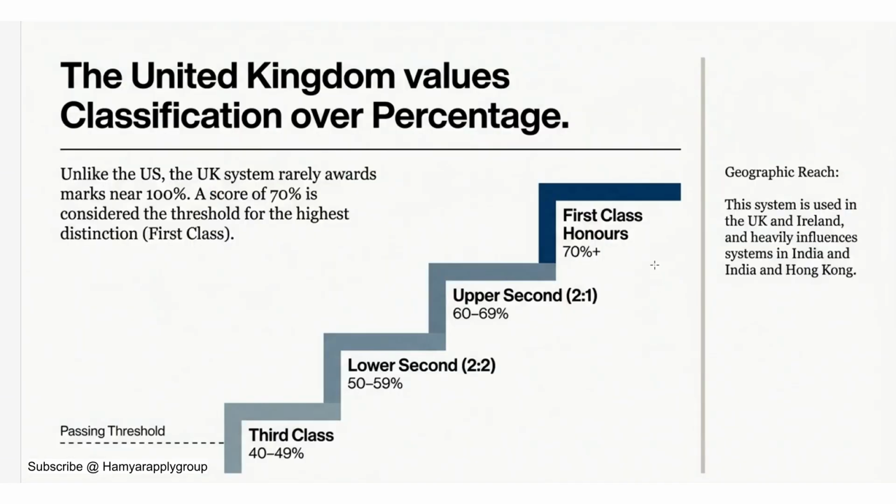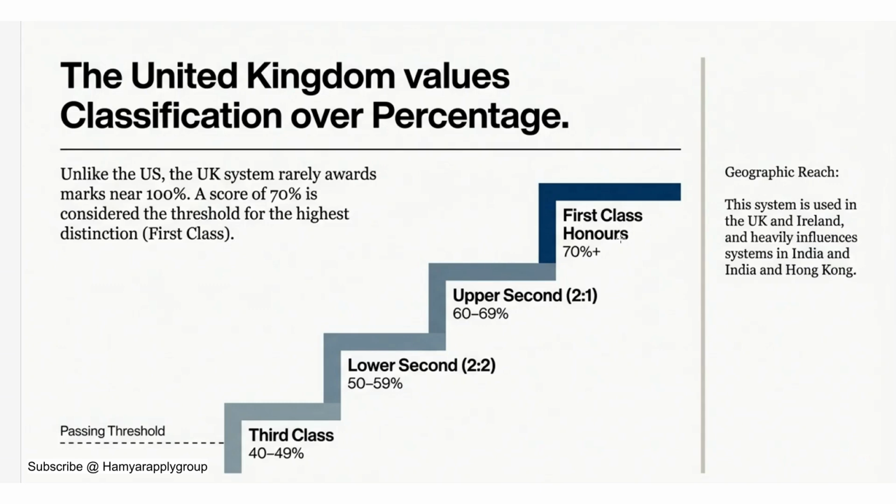The UK assesses a student on this scale: first class, 2.1, 2.2. First class honors are for the students who perform 70% plus in that course or overall in their degree program. Upper second means you performed more than 60% and up to 69%. Lower second is for 50 to 59, and third class is the failing mark. It's also for the undergraduate students.